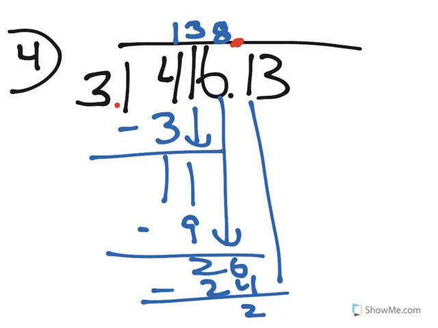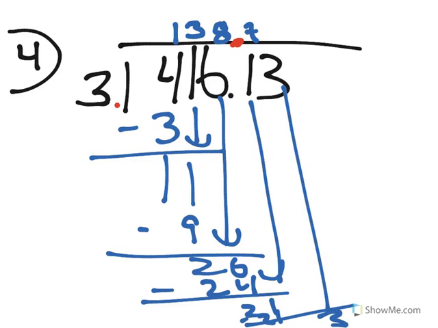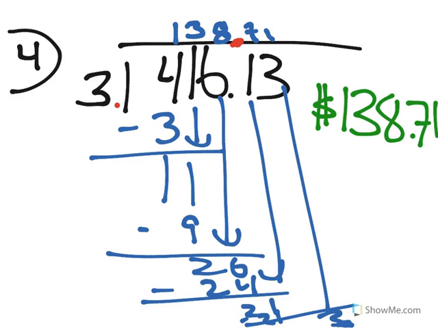Subtract. Bring down the 1. Will 3 go into 21? The answer is yes. 7 times. But I'm not done. I still got the 3 down here. And with 3 going into 3, the answer is yes, 1 time. And then it terminates. So my answer to this problem is $138.71.